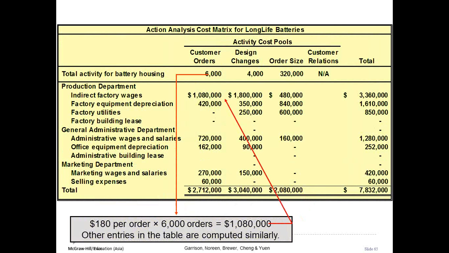As another example, there are 6 assignments from the design change activity to the long life batteries. These 6 assignments total $3.04 million as in the conventional ABC analysis. Notice the total ABC costs assigned to the custom compass housings is $7.8 million, which is the same as the conventional ABC analysis.